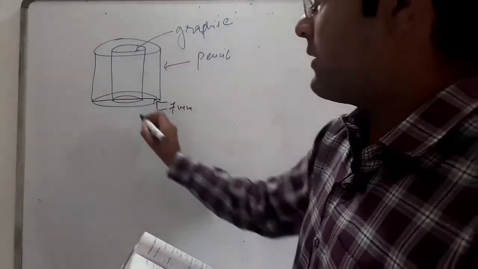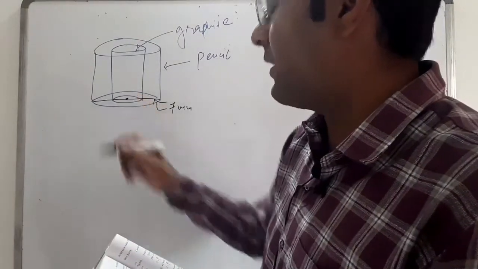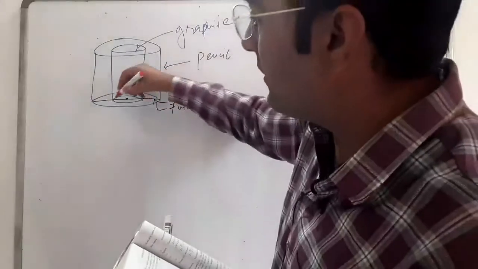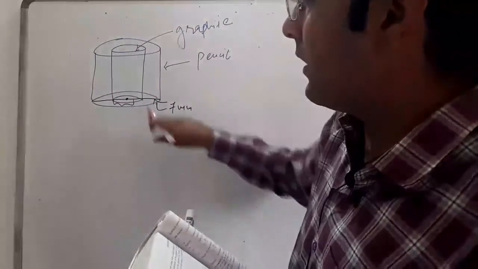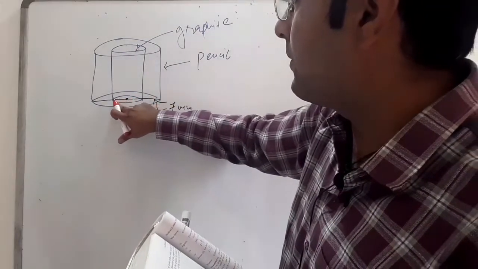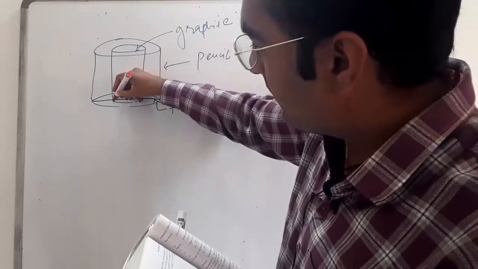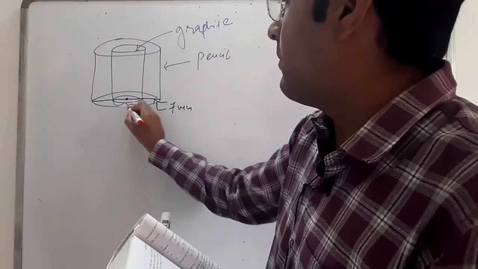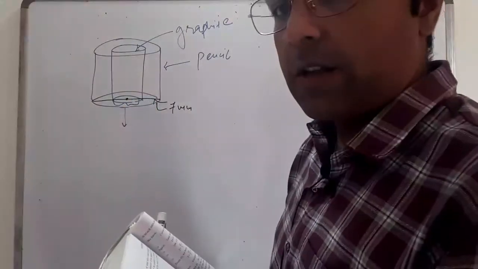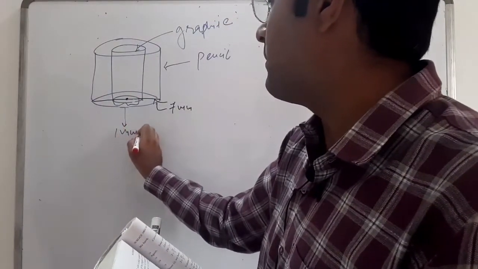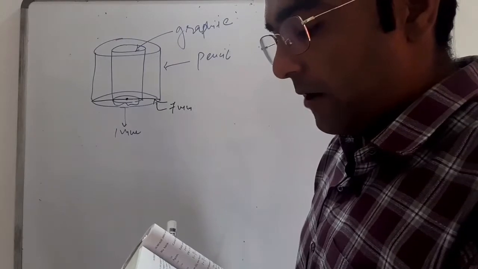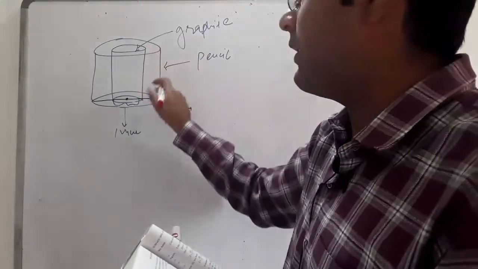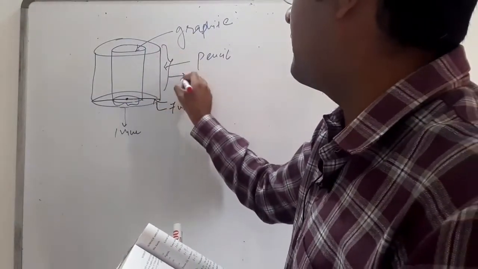The second one is the diameter of the graphite, that is only this part. The diameter of this part is given as 1 mm. And the total length of the pencil is 14 centimeter.